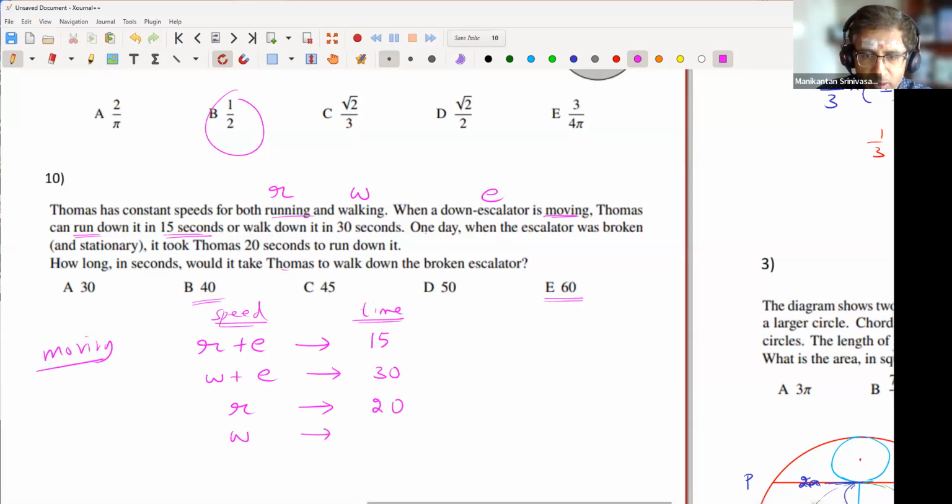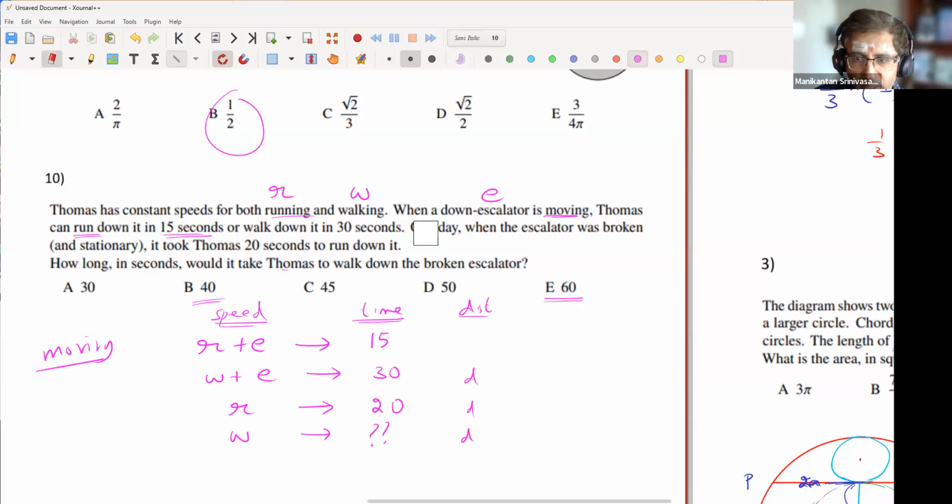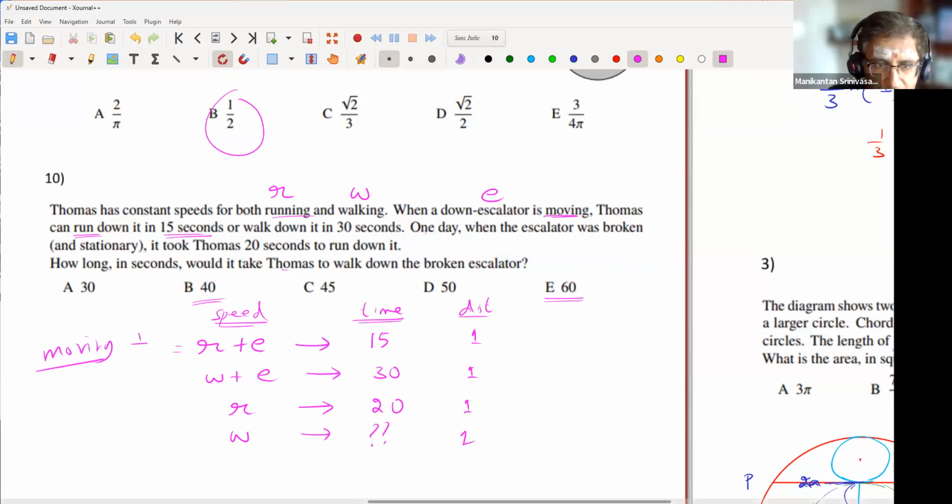So what does W correspond to? That's the question, right? So the distance, let's say the distance is always the same D. In fact, I can keep the distance as 1. It does not even matter, right? So in other words, my R plus E is 1/15. My W plus E is 1/30. This is 1/20, right? And I want W.